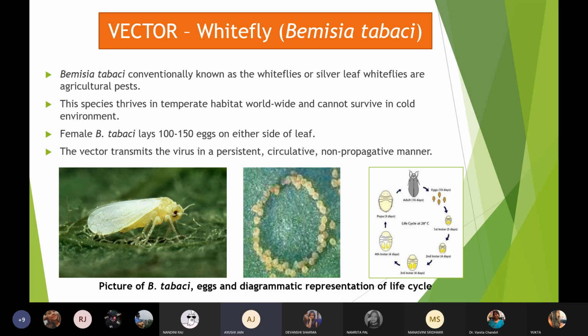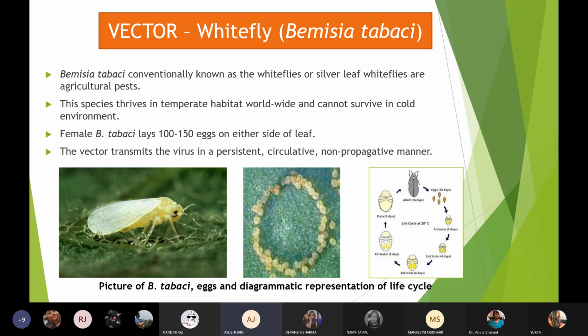Female Bemisia tabaci lays 100 to 150 eggs on either side of the leaf. The color of eggs is yellow or orange and they are minute and cigar in shape, laid in groups. Hatching occurs in 2 weeks with nymphal instars, which are pale yellow in color. From pupae, adult formation takes place after 1 week, which is white in color. On an average, these flies give rise to 11 generations every year.